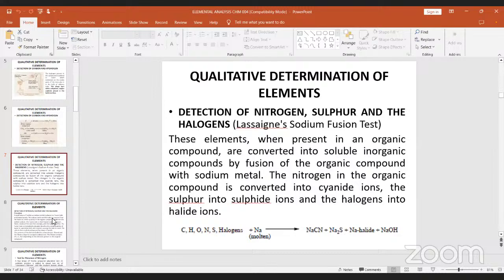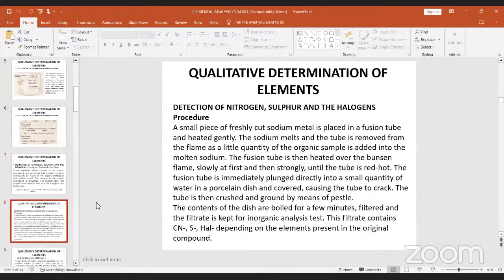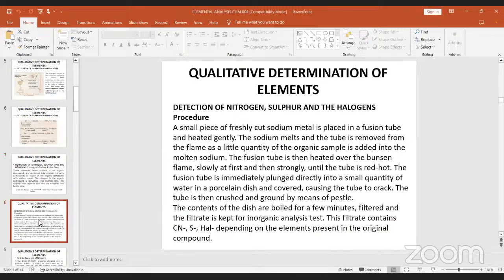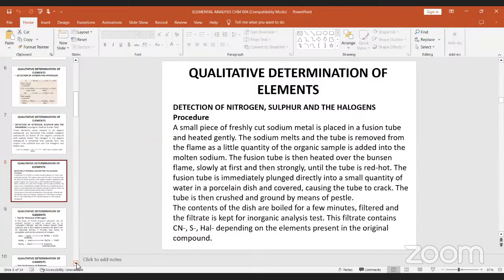So on having that, this fusion that you have, this complex compound that contains each of those elements that you are interested in, is now taken and further tests are performed on it. This is what I just explained now. So I'll just move to the next slide.